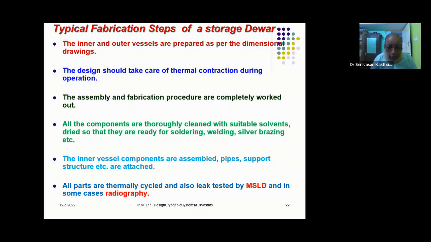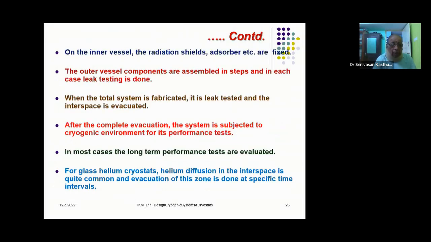Make sure that there are no leaks in the system. The leak testing is done by a mass spectrometer leak detector in some cases. Also, in some cases, it will be done by radiography. After making sure the system is totally leak tight, we can then proceed to mount it inside the outer vessel.